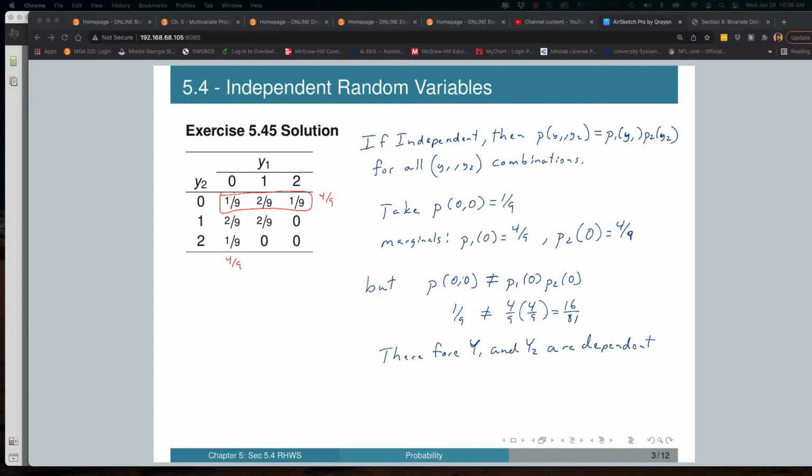The reason why is because p of y sub 1, y sub 2 does not equal p sub 1 of y sub 1 times p sub 2 of y sub 2 for all y1 and y2 combinations. I probably should have written this sentence in reverse, but the point is there. That's pretty much all there is to that, and we're done with that problem.